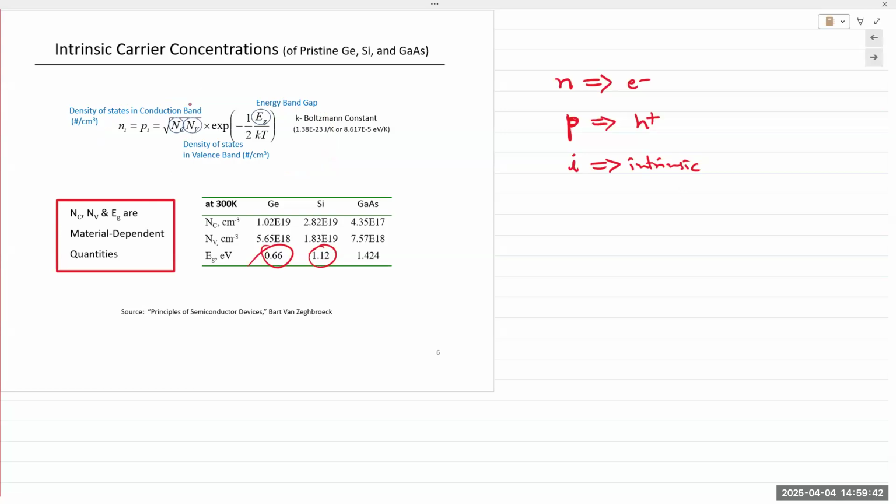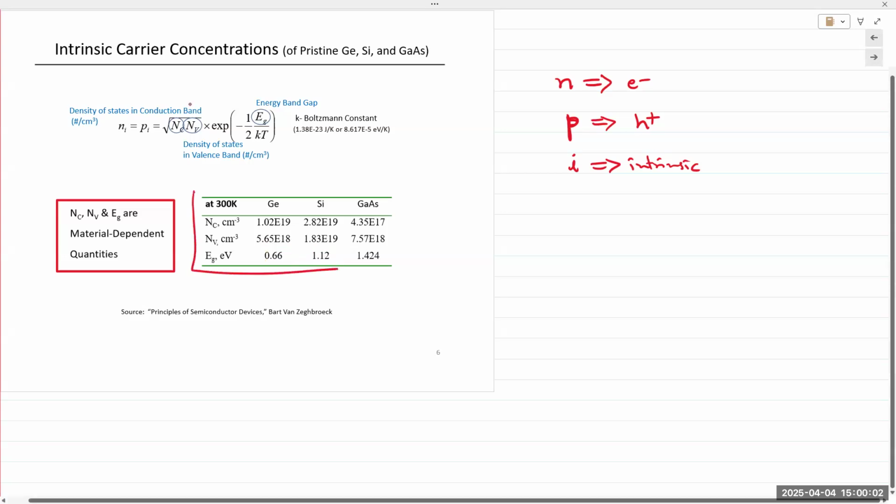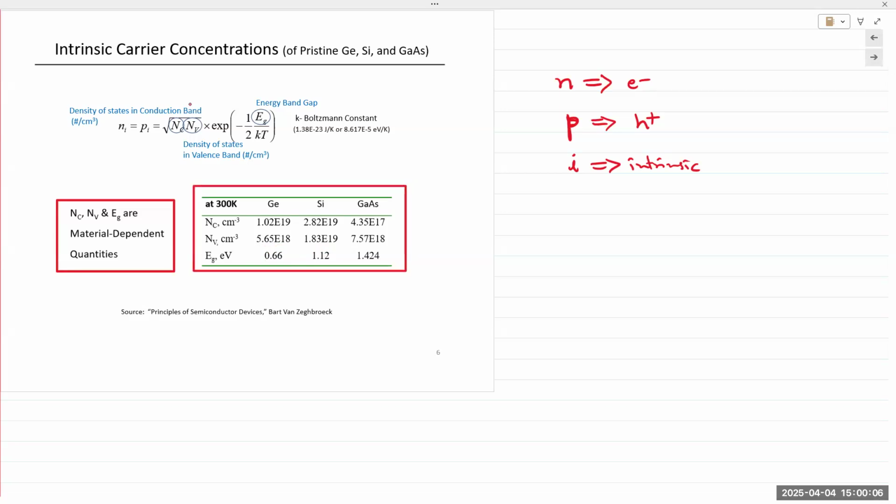NC and NV are the density of states. These are the number of states of energy that are present in either the valence or the conduction band. Okay, and again, those are fixed, or at least they're constant. So they're given in this table. 300 Kelvin is 27 degrees C. We consider that as room temperature, nice round number. So at 300 Kelvin, NC, NV, and EG values are given.